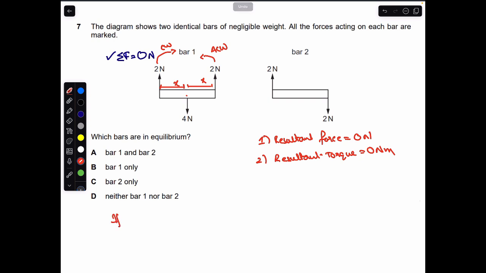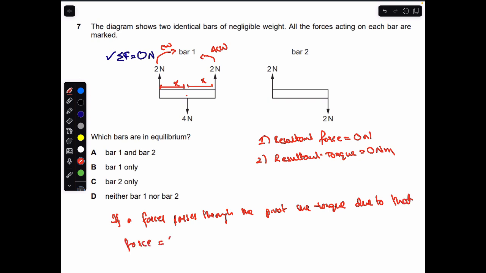I'm going to write it down: if a force passes through the pivot, the torque due to that force is equal to 0 newton meters. So over here, if I take the center as the pivot, you can see that this 4 newton force is passing through the center, so the torque due to this is going to be 0.